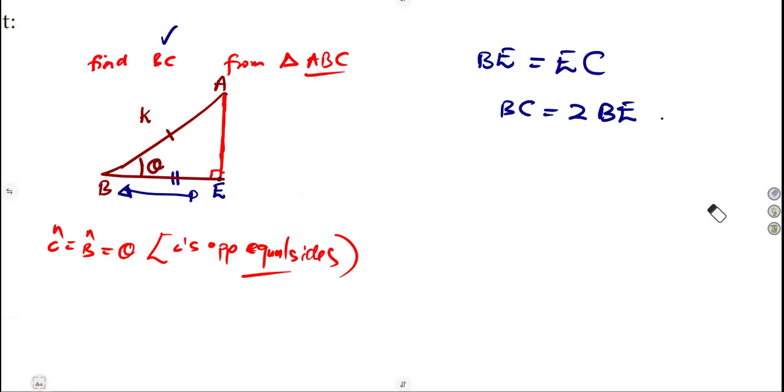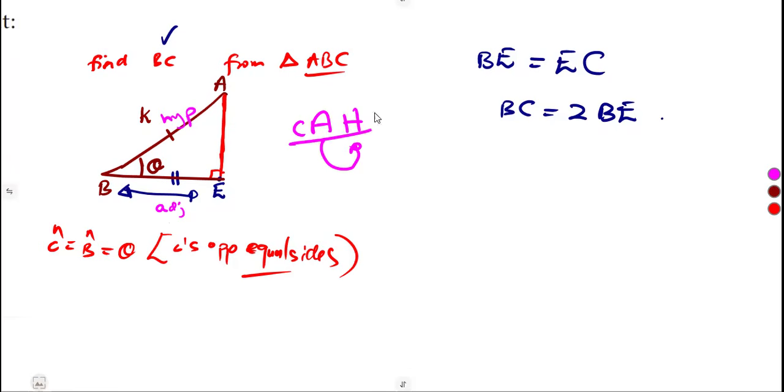ABE. What do you see? A proper right angle triangle, with the angle of theta. The side you're supposed to calculate is the adjacent. BE is the adjacent, and this is our hypotenuse. So which ratio are we going to use? That is adjacent and hypotenuse at the same time from our SOHCAHTOA.